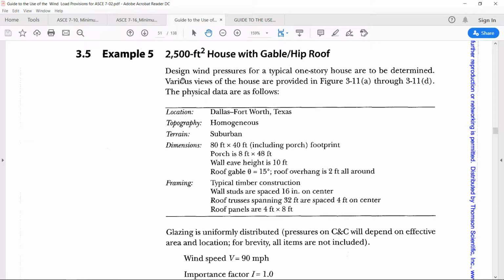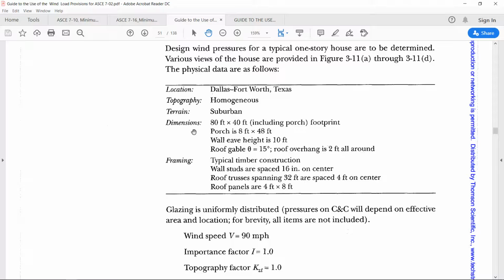So here we have to calculate the design wind pressure for a typical one-story house. Various views of the house are provided in figures 3.11A through 3.11D. Physical data are as follows. The location is in Dallas, Texas. Topography is homogeneous. Terrain is suburban. Dimensions of the building.